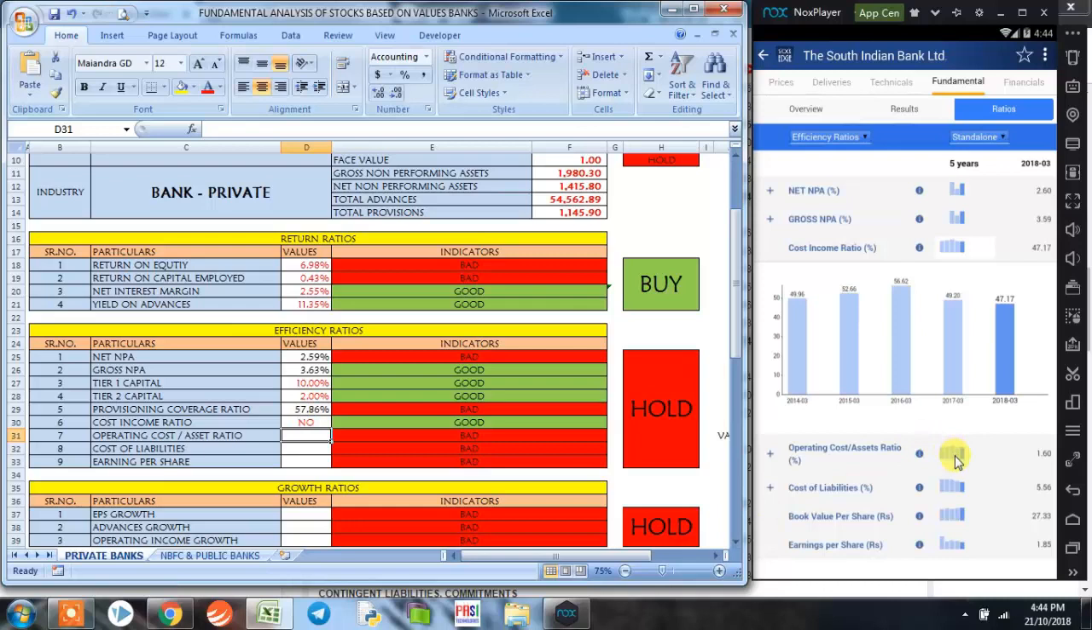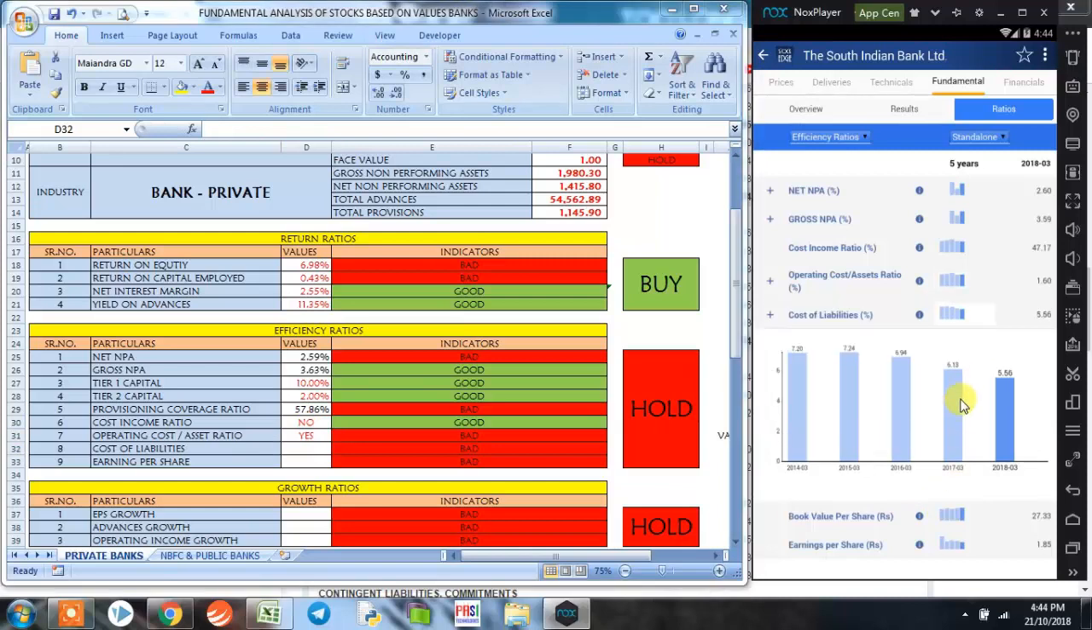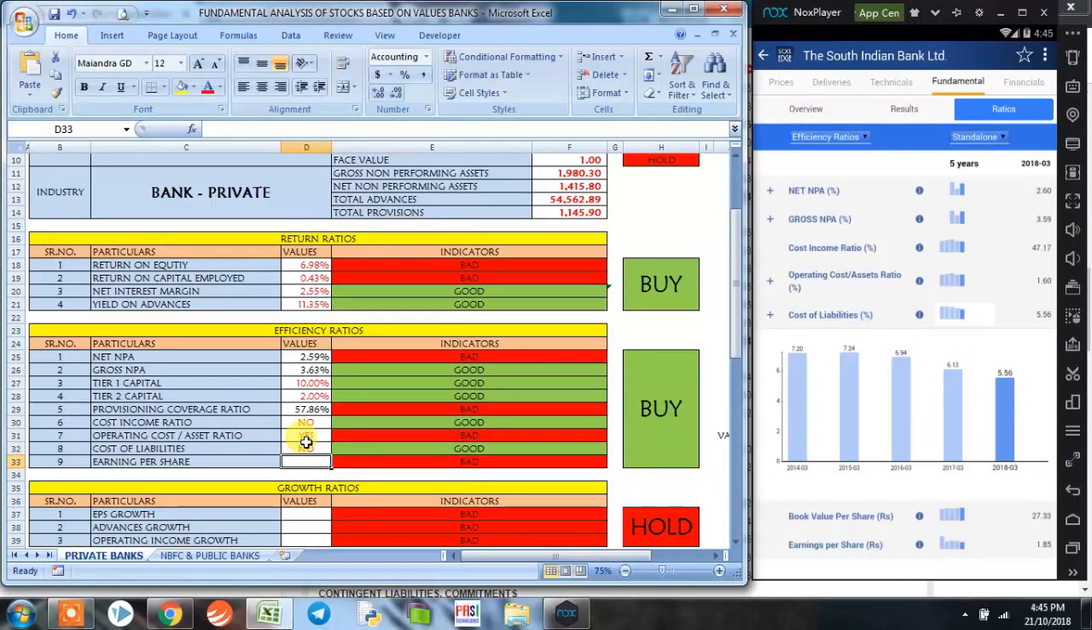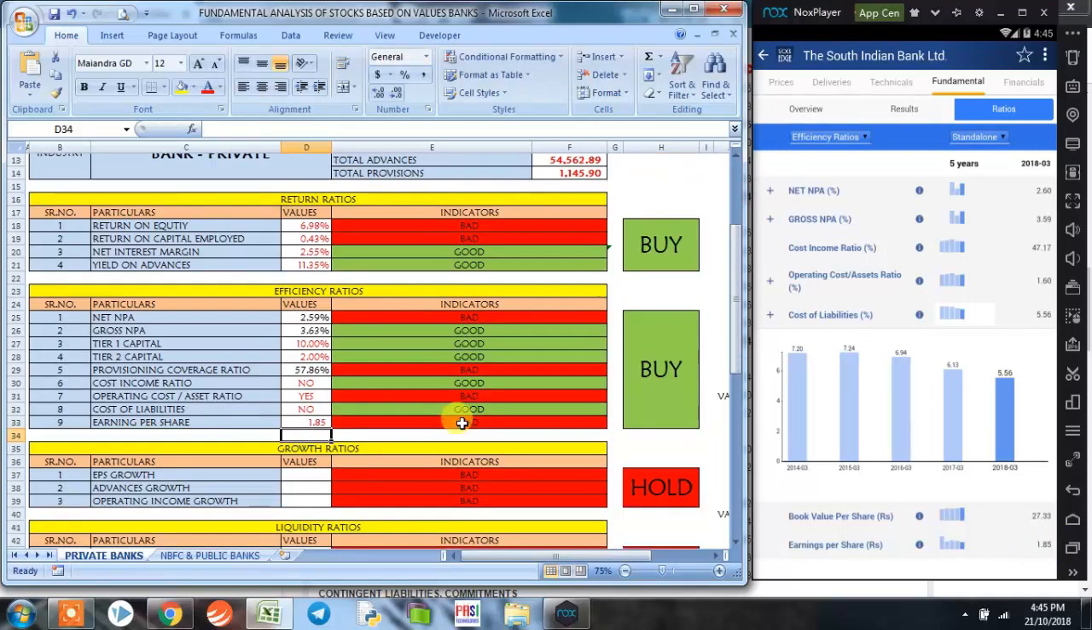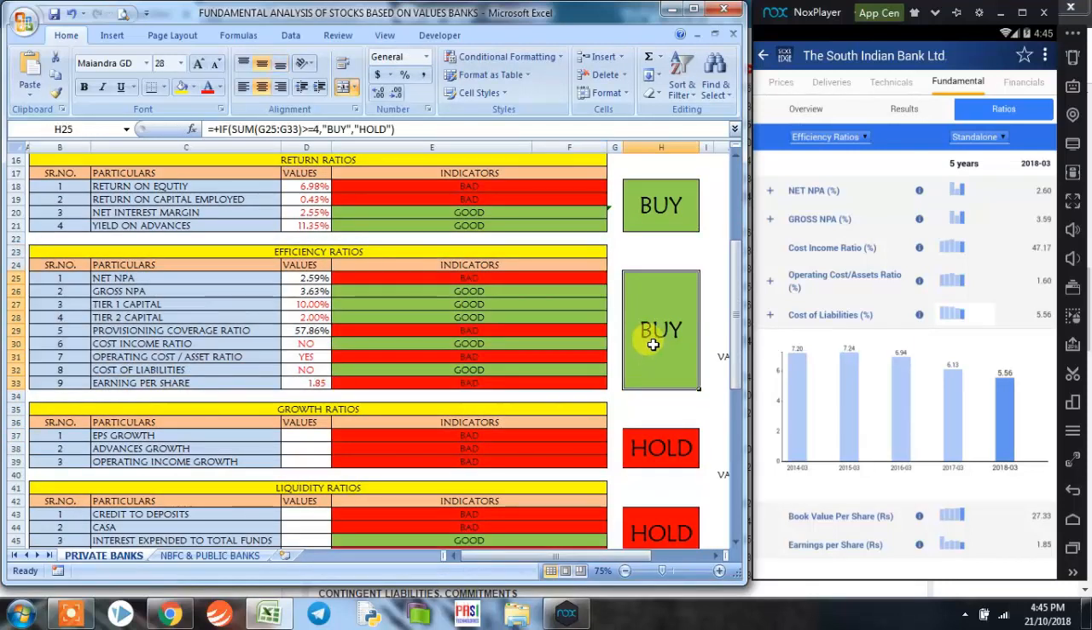Operating cost to asset ratio, from 1.58 it has increased to 1.6, so we put yes. And cost of liabilities, from 6.13 it has decreased to 5.56, so we put no. And earning per share is 1.85. So overall efficiency ratio has also given us a signal to buy the stock at this point of time.